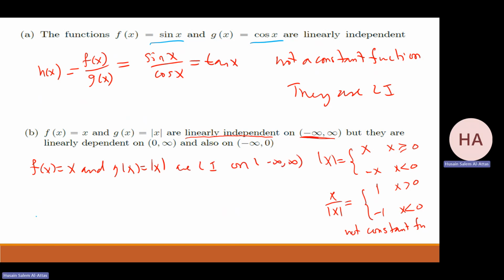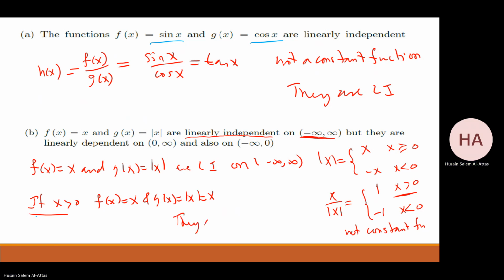However, if I take this interval, x greater than 0, what will happen? I have f of x equal x, and g of x equal absolute value of x, which is x. So for sure they are linearly dependent, because when I divide them, I get 1 in this interval. But in the general interval, minus infinity to infinity, they are linearly independent.